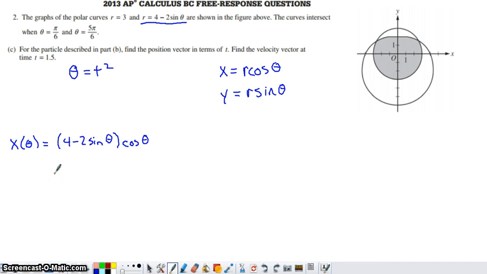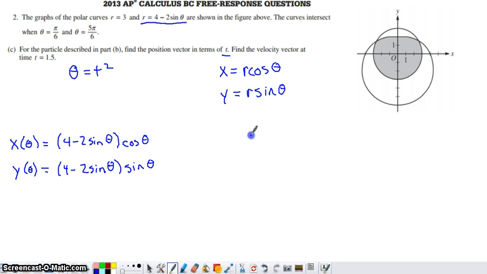And then if we want to do a similar thing to write out a formula for y as a function of theta, all we're going to have to do is replace this r with what r equals. So 4 minus 2 sine of theta replaces the r here, and then times sine of theta. So it's easy to write x as a function of theta and the y coordinate as a function of theta, but what we want is a position vector in terms of t.